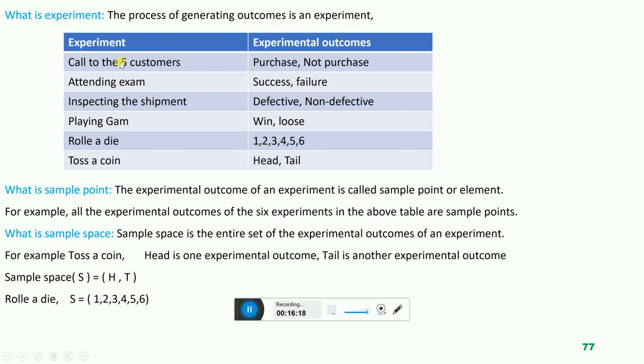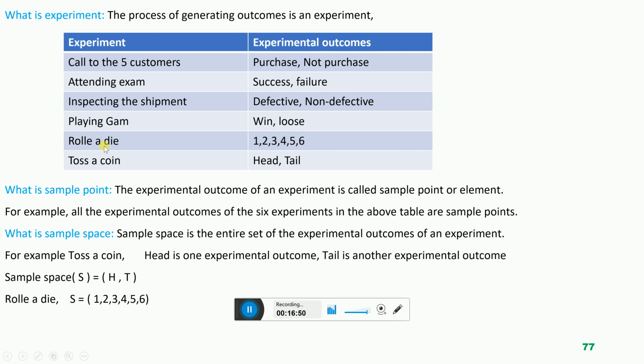Again, playing a game is another experiment. When the team is playing the game, this is an experiment. This is the process where, suppose, the cricket team of Afghanistan is playing against England. So playing a game is an experiment, and it carries outcomes: the Afghanistan team will win the game or lose the game, or maybe tie.